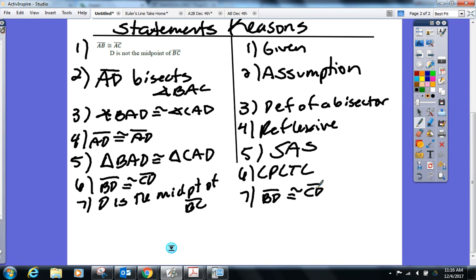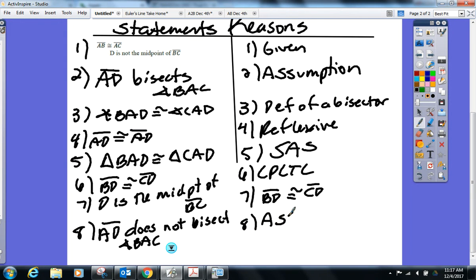And now what do I have in my proof now? In the givens and in step 7. That's a contradiction, meaning my assumption is false. So the opposite, AD does not bisect angle BAC. That's a true statement. And again, assumption led to a contradiction.